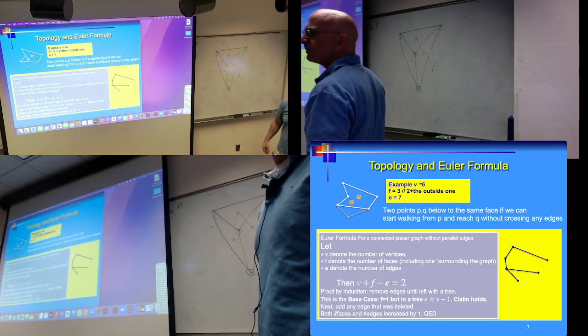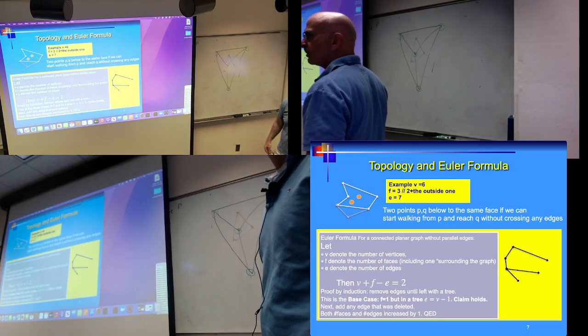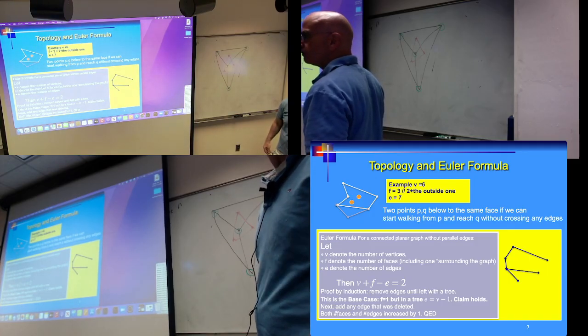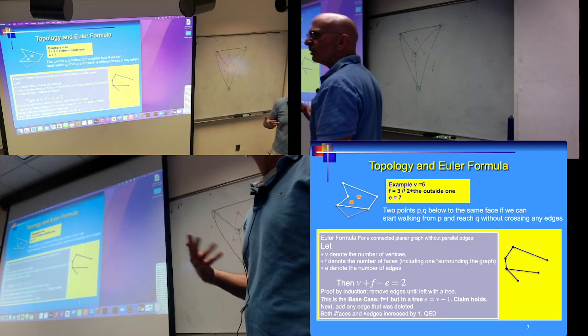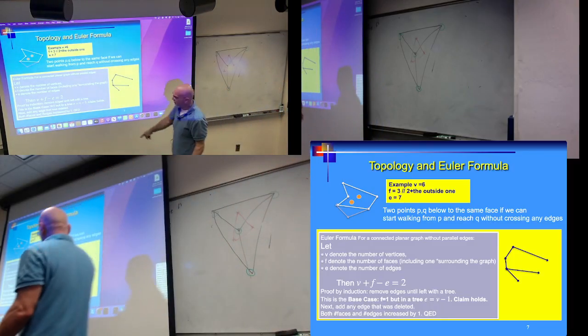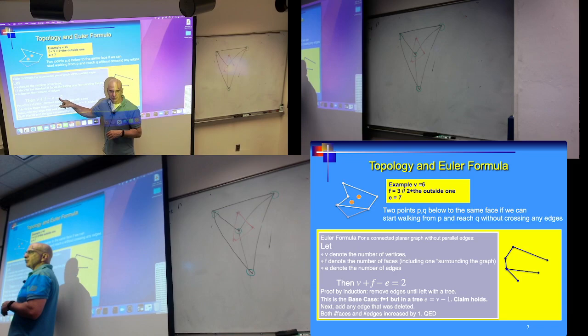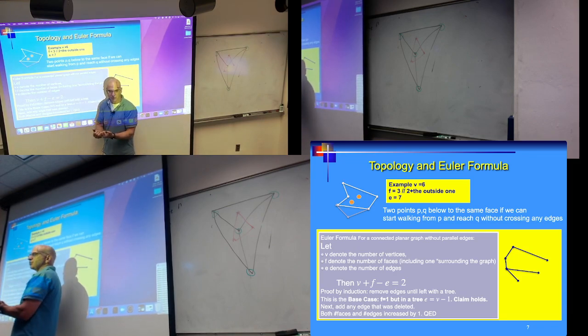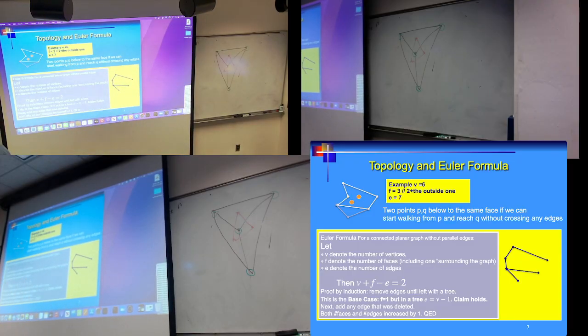How many of you have heard about genus of a shape? Genus, you can have it in different terms. In topology, it's like how many holes you have in a shape, kind of. It just means that this 2 will be replaced by a different number if you draw it on a bagel, for example, something with holes in it. Then it's actually a constant, but it's a different constant depending on the shape that you have in mind. Anyway, let's stay in the plane, Euclidean plane, and let's prove this formula. V plus F minus E will be equal to 2.